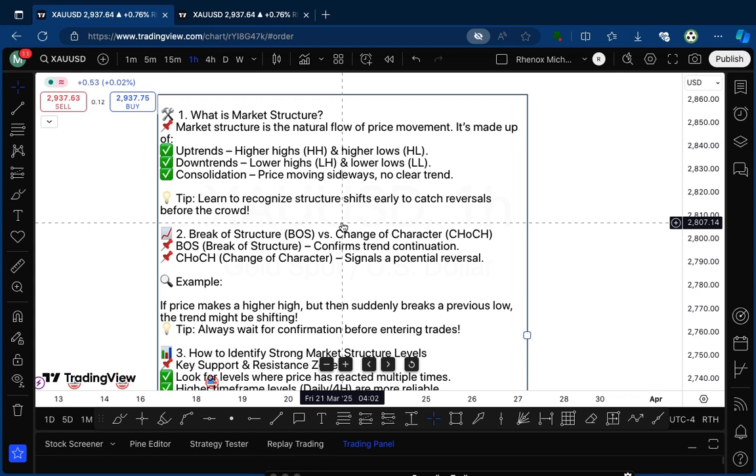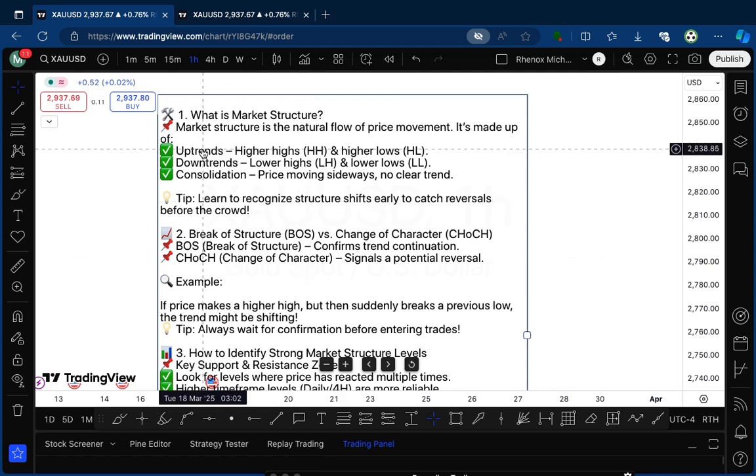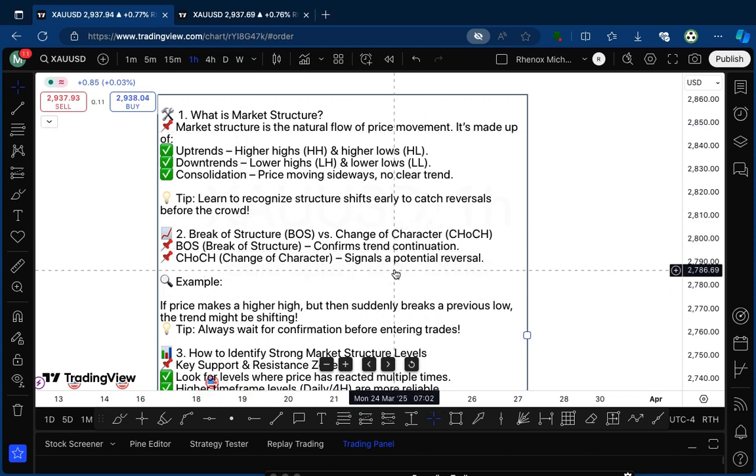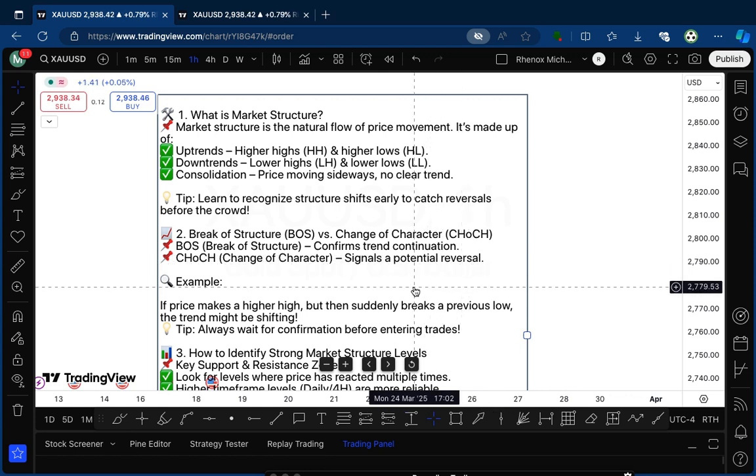Alright, break of structure versus the change of character. Now, a break of structure is a confirmation that a trend has changed. That is the definition for a break of structure. In a situation whereby price was bullish, then we had a change to the bearish side. Okay, while a change of character is a signal for a potential reversal. That is just a short-term change in price, and then we had a continuation of the usual trend.